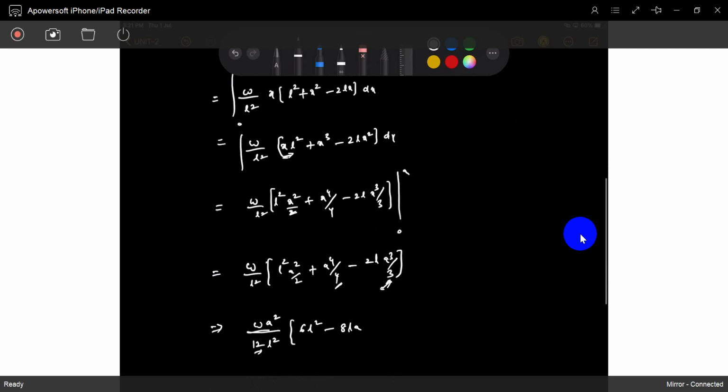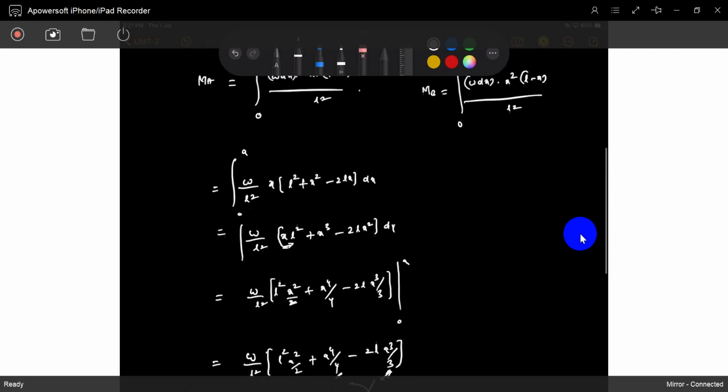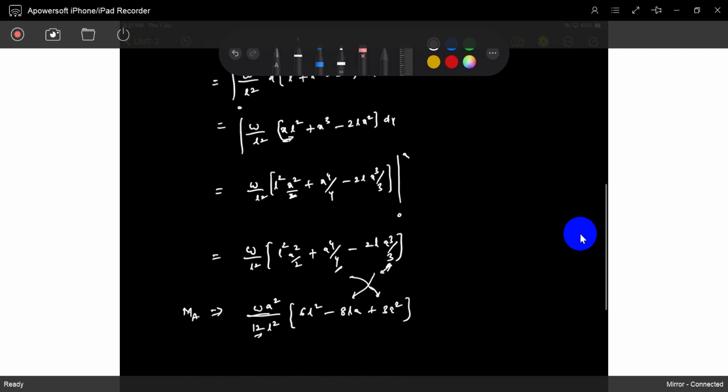So that's it. The last term is for this term. What is the term? It is 3A square. Okay, that's it. That is the MA. Are you okay? So that's it. That is MA. Find it. That is the MA.